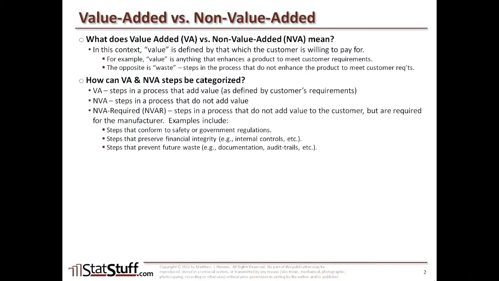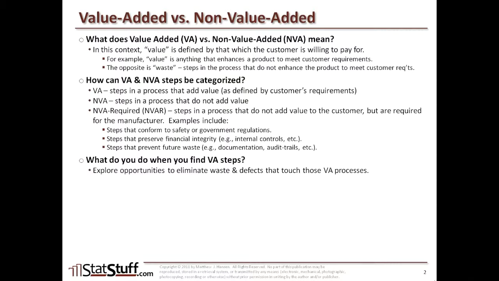but they're still necessary. So what do you do when you're actually looking at a process and you find value-added steps? Well, I recommend that you explore those opportunities to eliminate any waste or defects that touch those value-added processes. Anything that touches it, you need to try to remove those as much as possible. For example, you can look at the 7 deadly wastes, or you can try to add some measurements for measuring quality or timeliness to the process. Apply those measurements to the value-added steps themselves. Those kinds of things could be done when you find those value-added steps in a process.